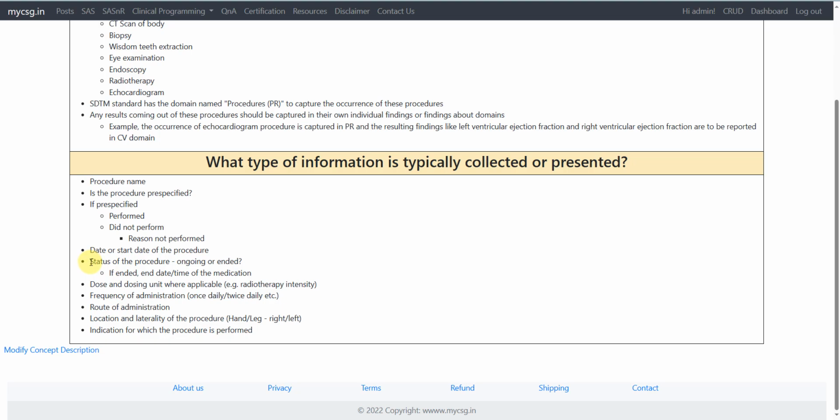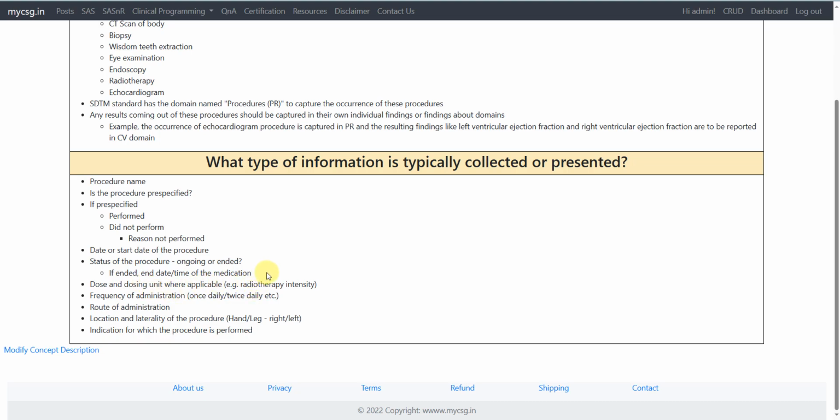And then we will collect the information related to the status of the procedure, whether it is ongoing or ended. If it ended, as discussed, we would collect the end date time of the procedure. This is not medication, so this should have been procedure. And then the dose or dosing unit of the procedure, wherever it is applicable.